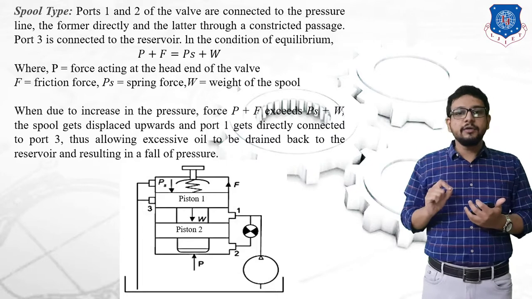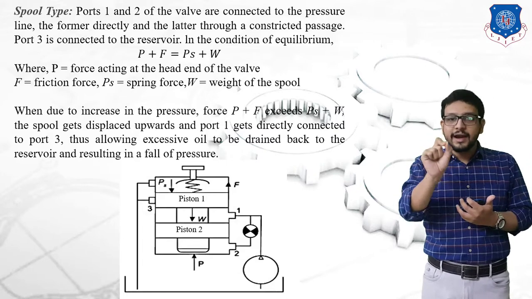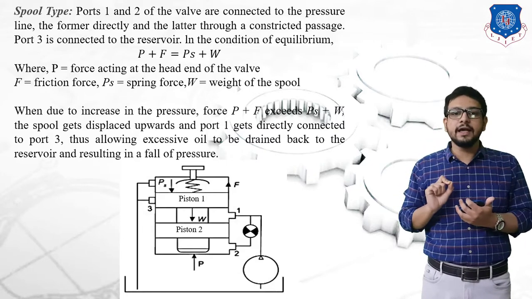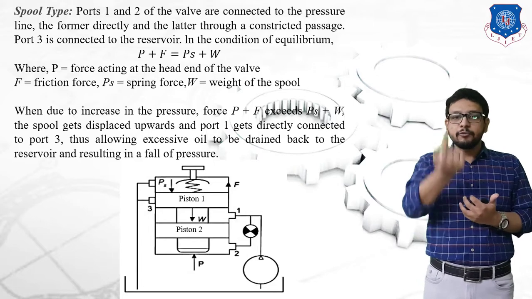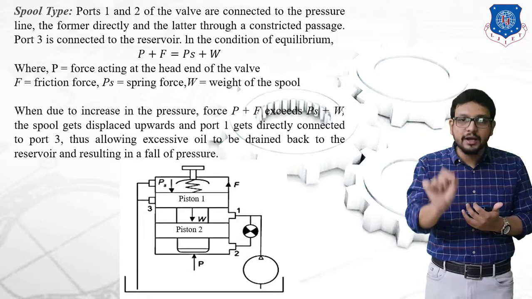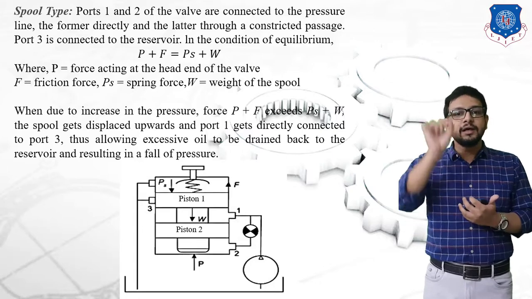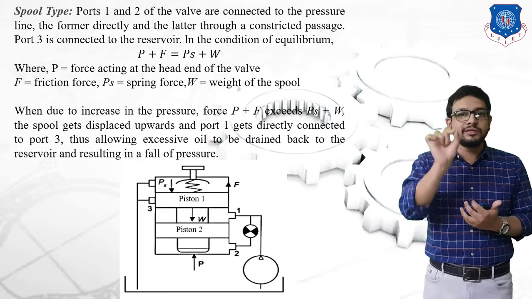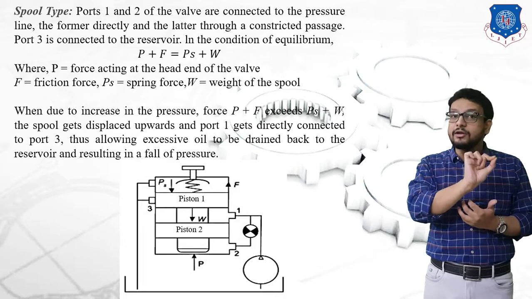Because of that, port 1 will get connected to port 3. See carefully. When the piston moves upward, at present piston 1 is covering port 3. In normal equilibrium condition, piston 1 is covering port 3, which means oil cannot flow.